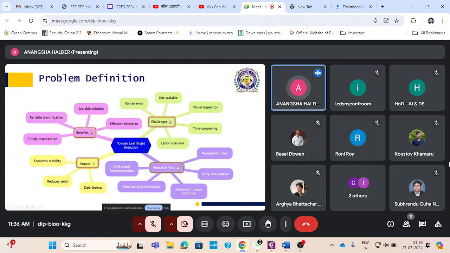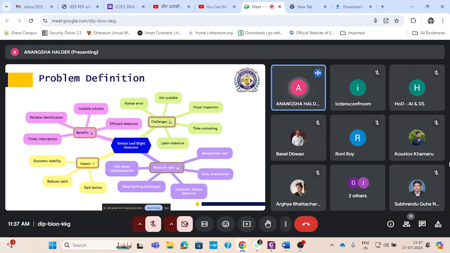Our problem definition is that tomato leaf blight detection can be beneficial, impactful, research oriented, and challenging in several ways. This research can be beneficial for timely intervention, reliable identification, scalable solution, and efficient detection, while it is impactful due to economic stability and reduced yield loss, and dark lesions means detecting any kind of patch or spots on the leaves of various plants or trees.